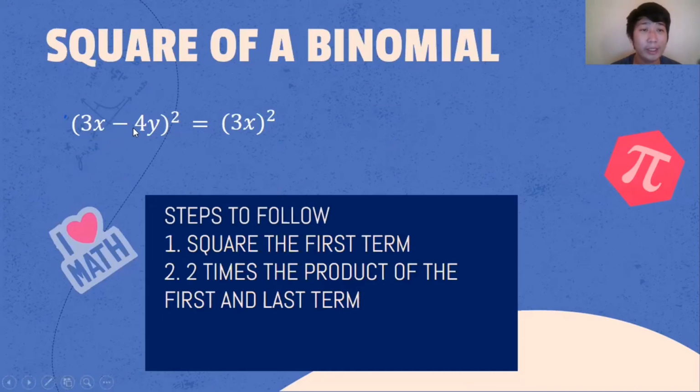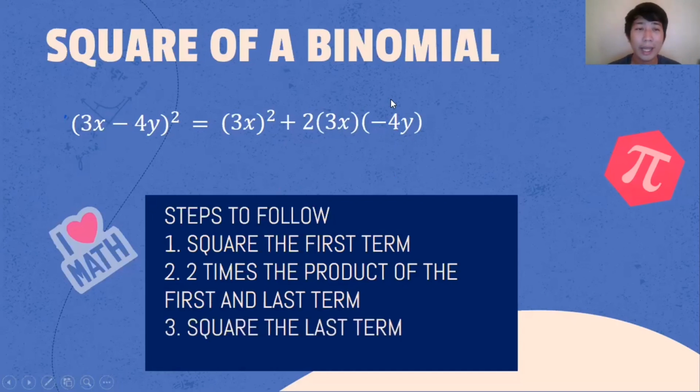The product of the first and last term. 2 times the product of the first and last term. First term will be 3x. Last term will be negative 4y. Next, square the last term. Our last term will be negative 4y. Square the last term. Will you try to answer? Will you try to simplify?